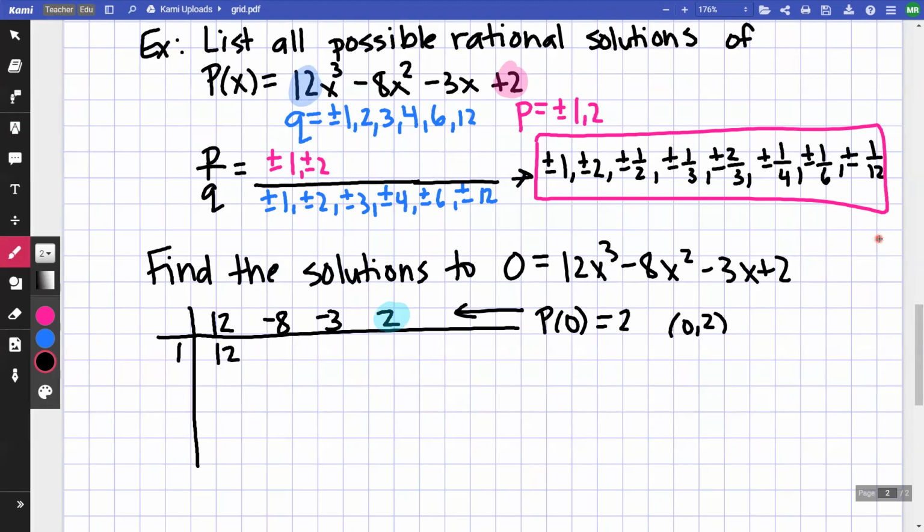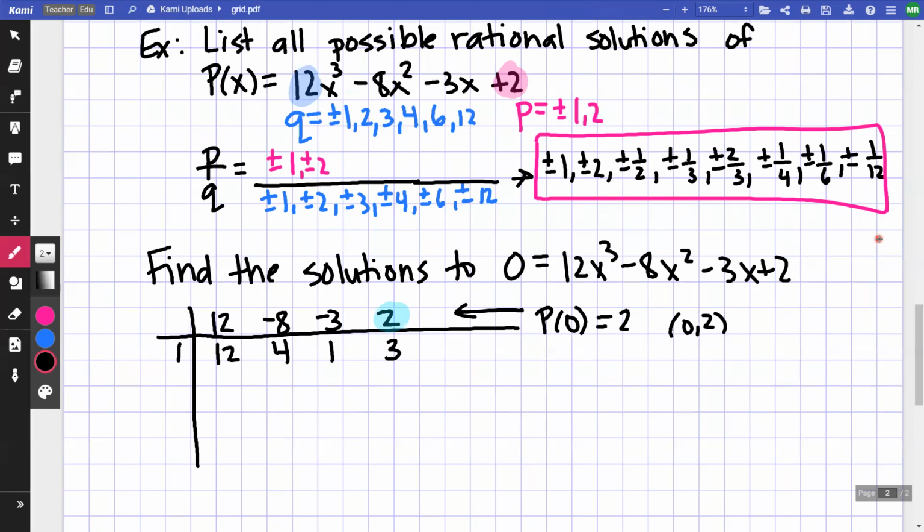I bring down 12. 12 times 1 is 12. I add it, I get a 4. 4 times 1 is 4. I add it to my -3. I get a 1. 1 times 1 is 1. I add it to 2. I get a 3. So you see I'm going up. Okay, I'm going up.